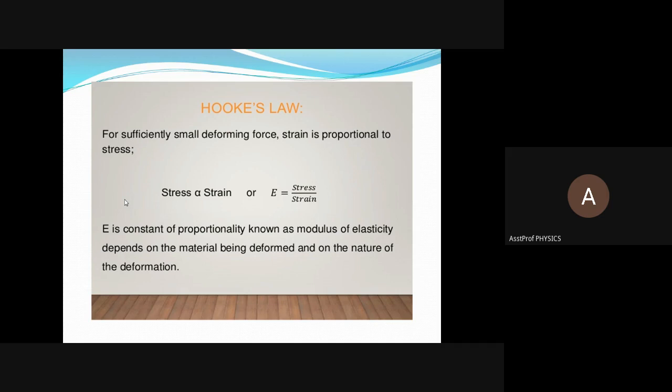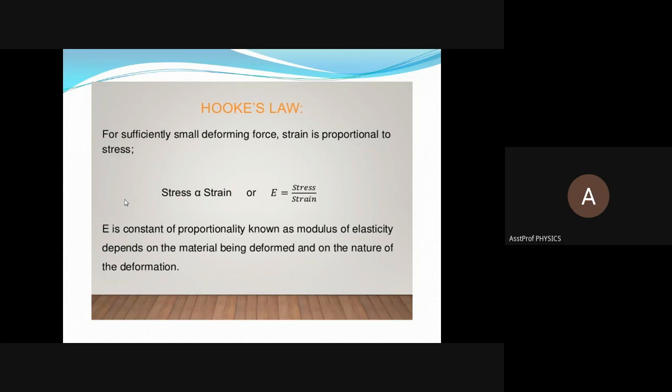Within the elastic limit, stress is directly proportional to strain. Stress is proportional to strain, with the alpha-like symbol meaning directly proportional. If stress is inversely proportional to strain, how would you write this equation? Stress is proportional to 1 by strain. If you know those terms, you can write the sentence.